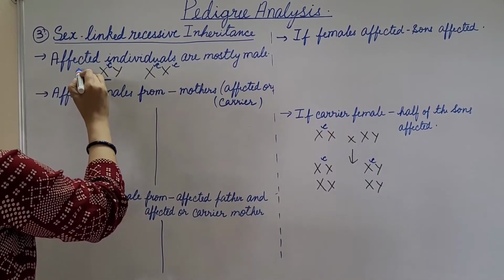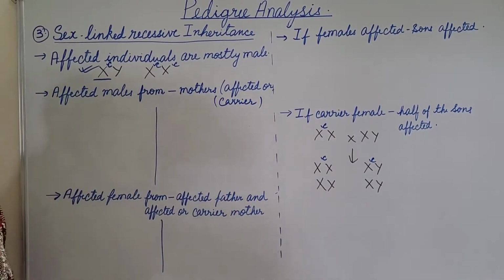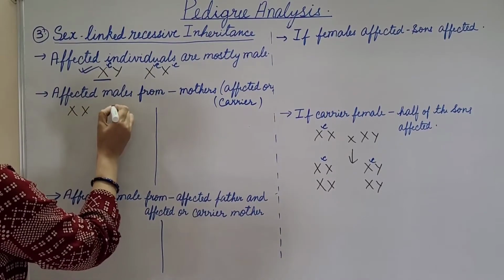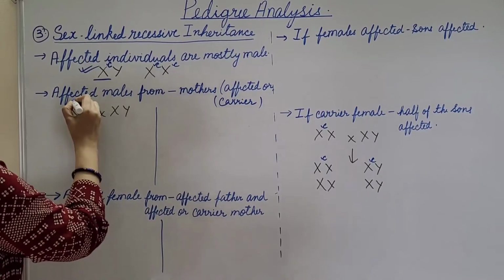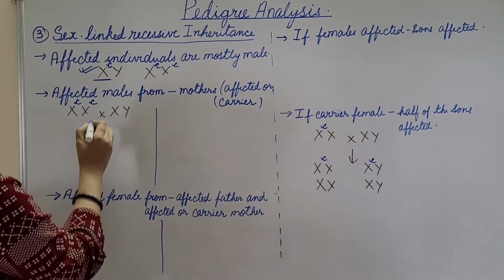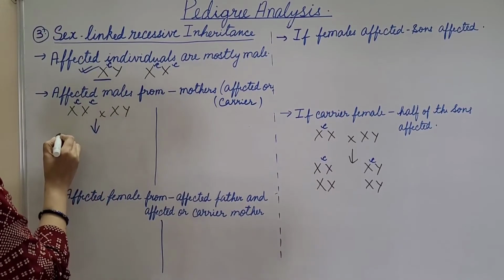Hence affected individuals are mostly male. Affected males result from an affected or carrier mother. If the mother is affected, then it has 2 copies of the recessive allele. Here the father is unaffected. This is the cross between them.